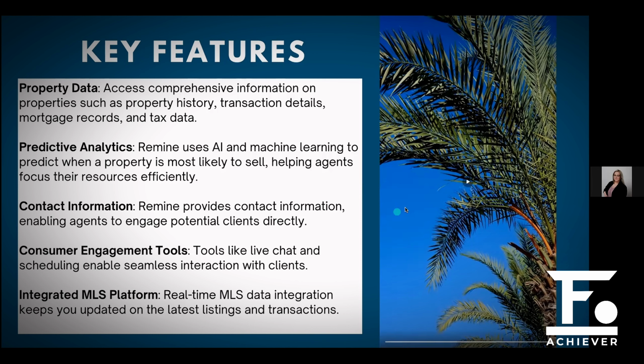Remine does provide you contact information for homeowners, and you can also see if there's an absentee seller, which means the contact information you're going to get from that property most likely is a renter, and it will give you a buying score as well. It will let you know if that renter has been searching online for properties, therefore they're interested.